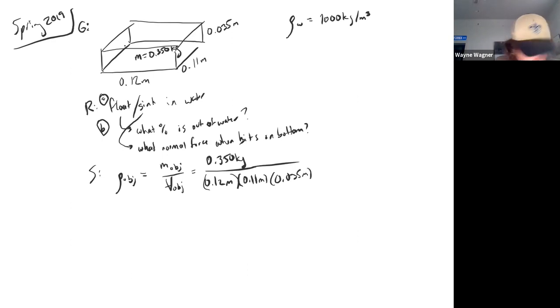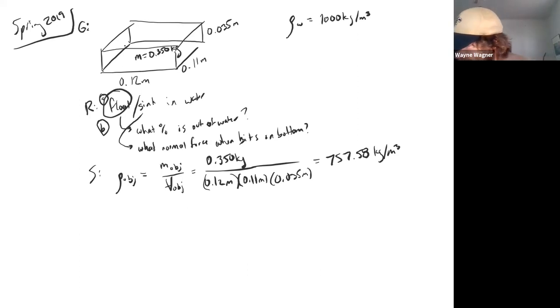Times 0.035 meters. Okay, let's go ahead and, where's my calculator? Let's see what we got here. 0.350 divided by 0.12 times 0.11 times 0.035 equals 757.58 kilograms per cubic meter. So it's not going to sit on the bottom, it's going to float, because it's less dense than water.